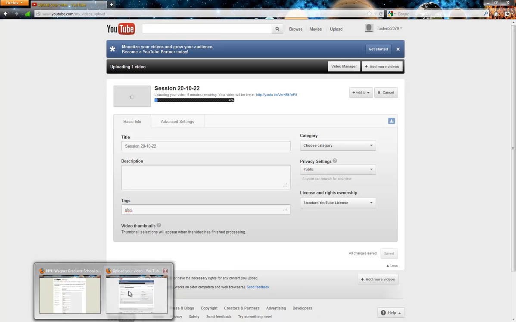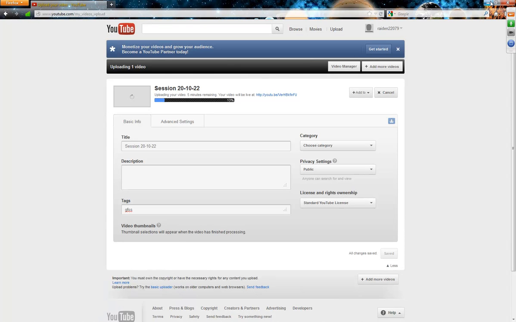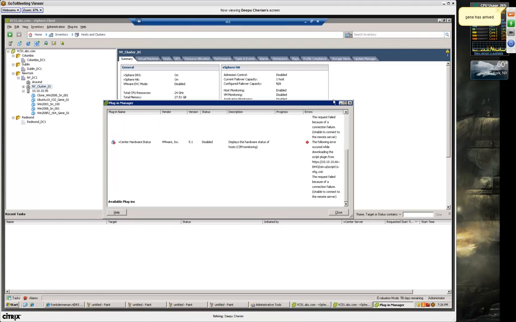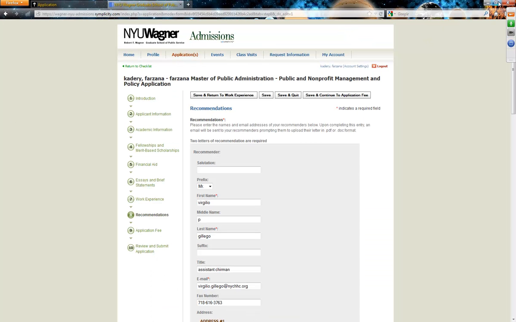Update Manager, you have to install the plugin. Then only you will see Update Manager. If you don't install the plugin, you're not going to see Update Manager.